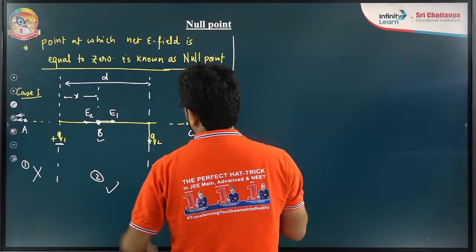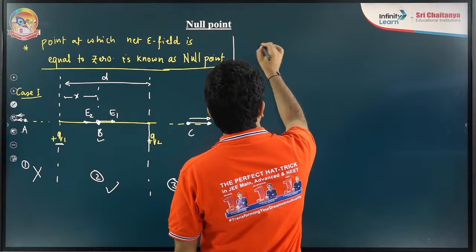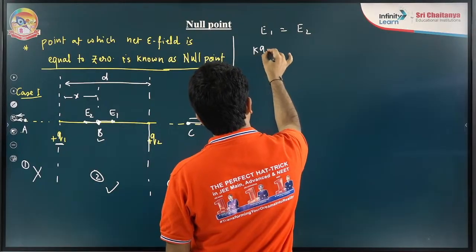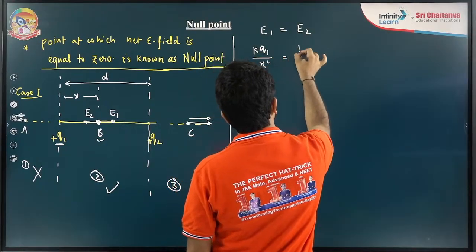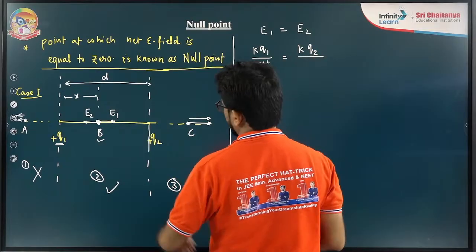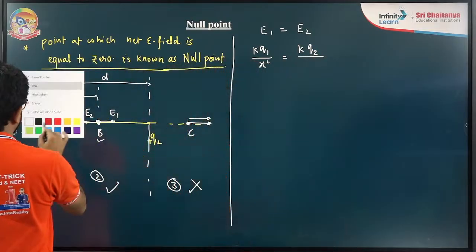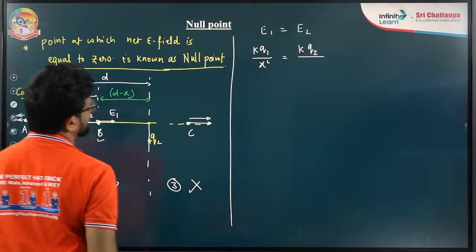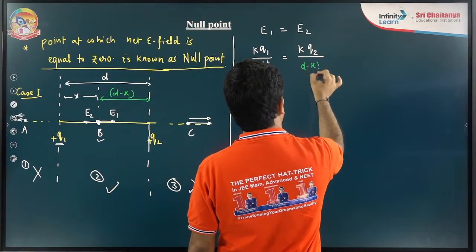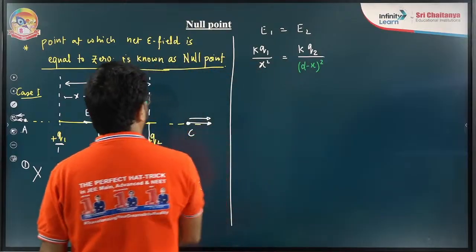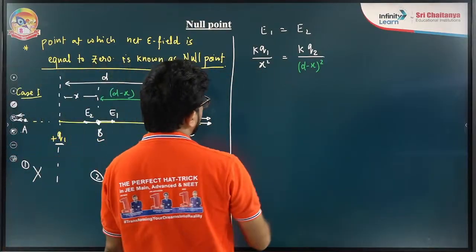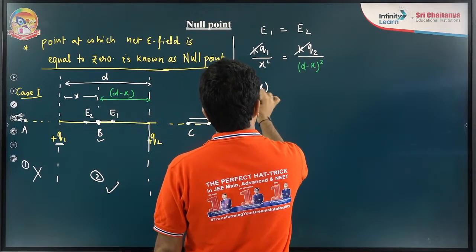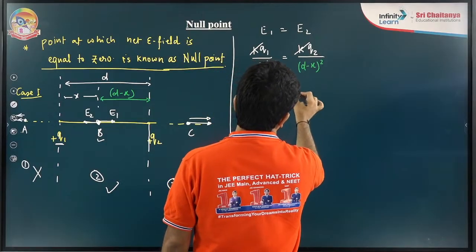So, beta, due to Q1, what will be the value? Field E1 is equal to E2. E1 is equal to K Q1 by x square. Due to Q2, K Q2 by how much distance, beta? This distance would be d minus x, so this is K Q2 by (d minus x) whole square. K is cancelled from both sides. I am writing (d minus x) whole square upon x square is equal to Q2 by Q1.